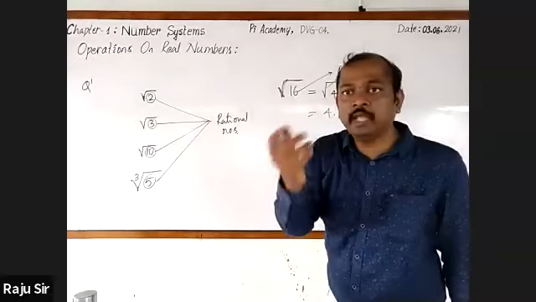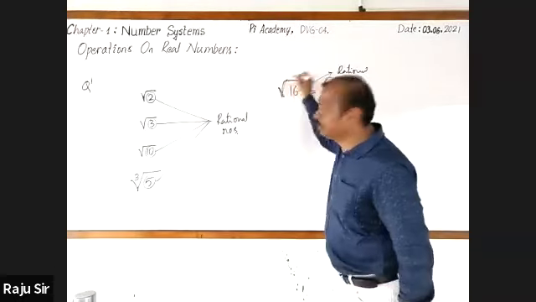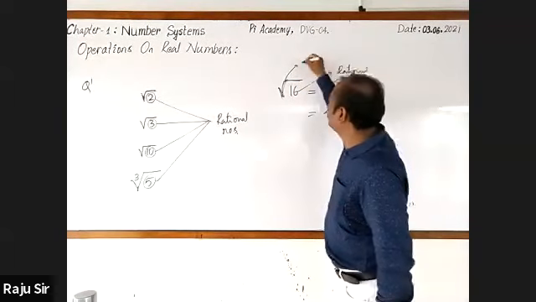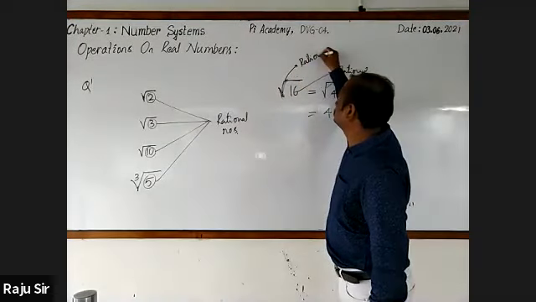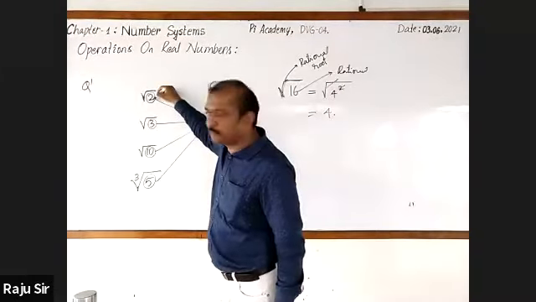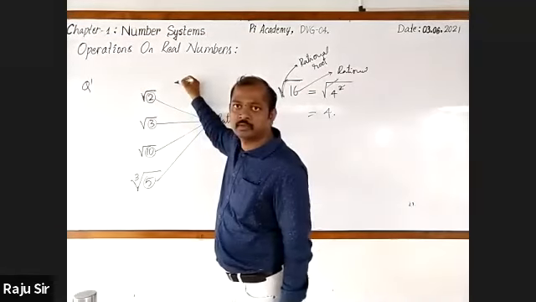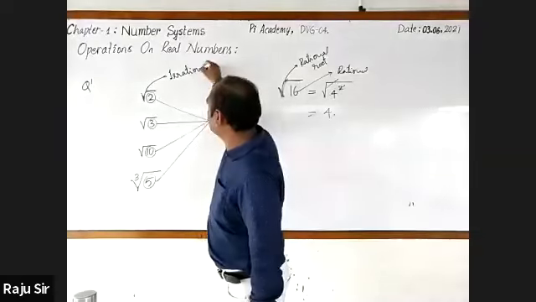If it is possible to take out the number from the root, then it is called rational root. But sir, is it possible to take out 2 from this root? No, sir. We call such a root an irrational root.